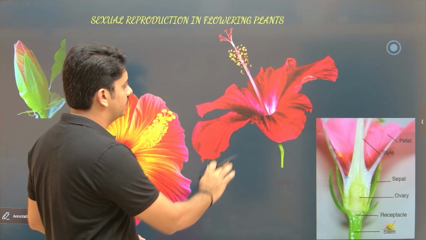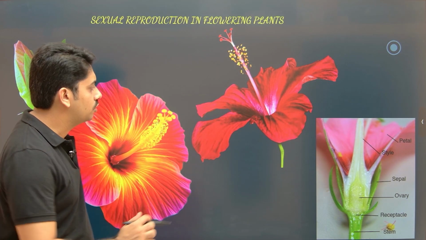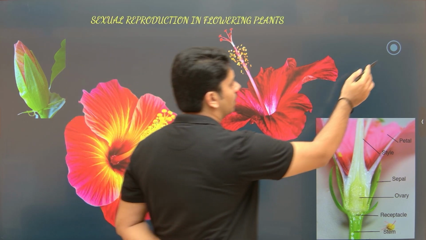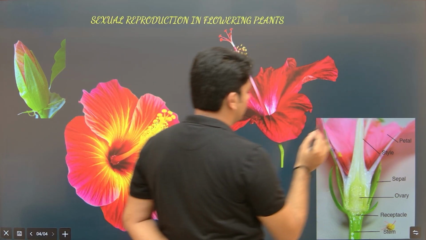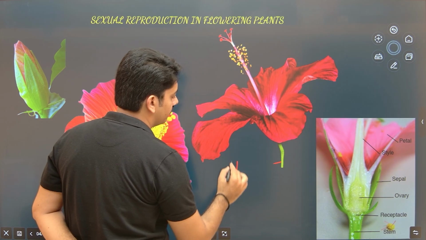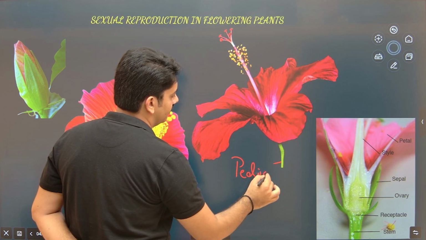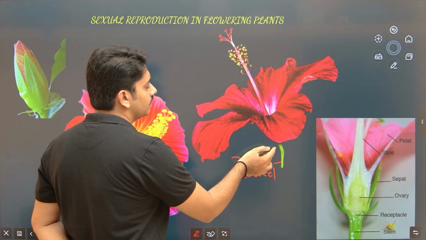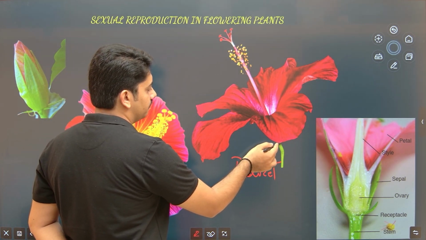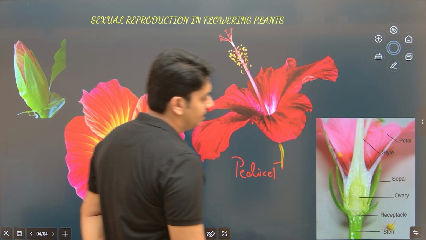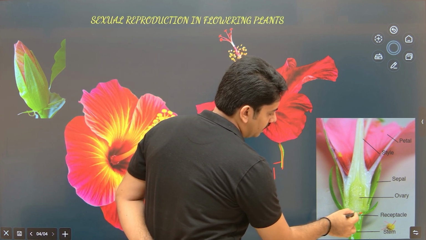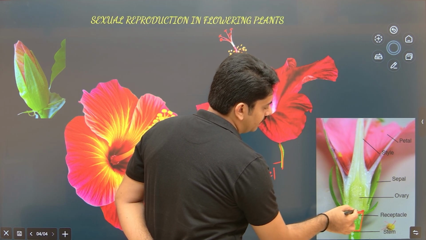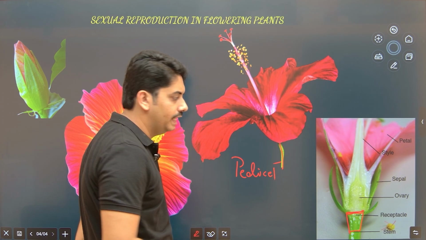Okay, again we'll just look at this flower. Just observe, this is the stalk of the flower. What can we call this stalk of the flower? In first year we studied this. This is called pedicel. Above there is a thalamus. Here you can see this is the thalamus part, the receptacle part from which floral whorls will originate.